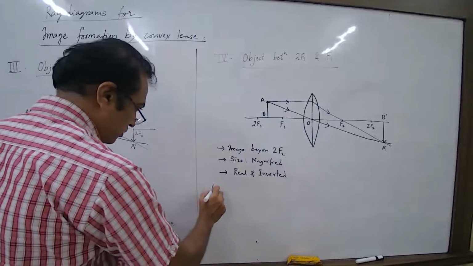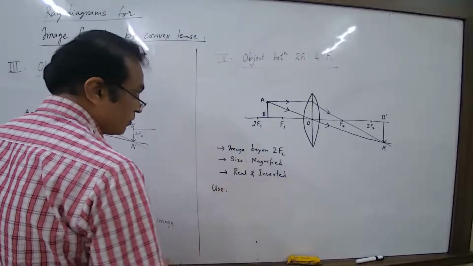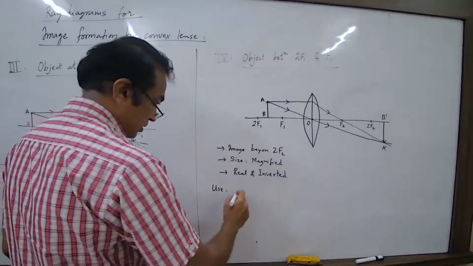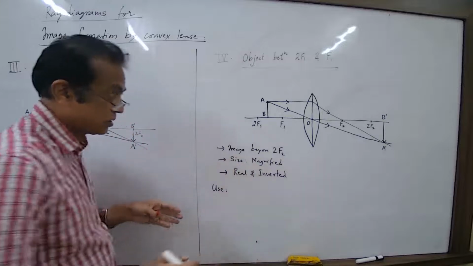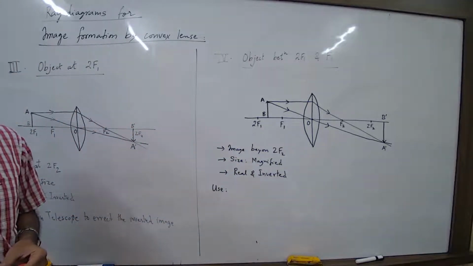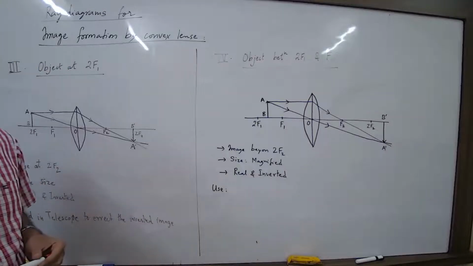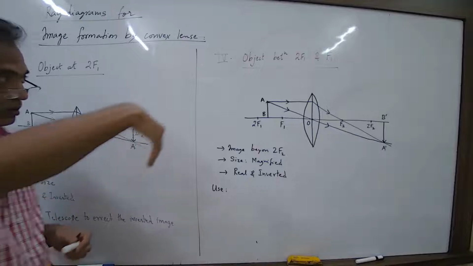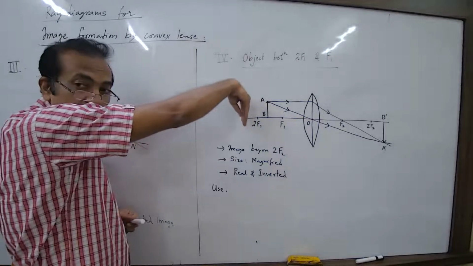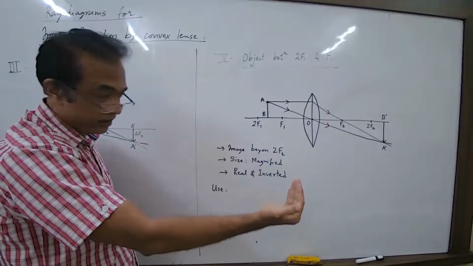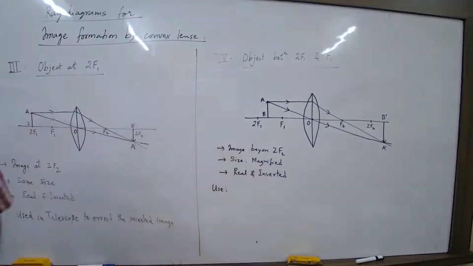So what is the use? It can be used in cinema, right? Because, you must have seen, in the cinema hall, the lens or the projector is above your head and the screen is below. So when the images are inverted here itself, then you will see it on the screen upright. Okay? So this is the use.